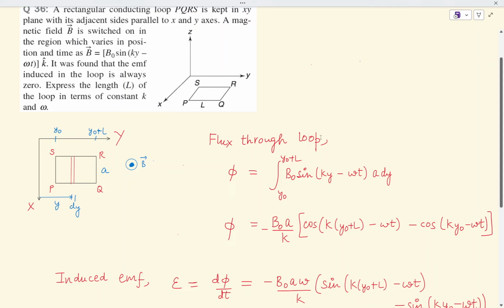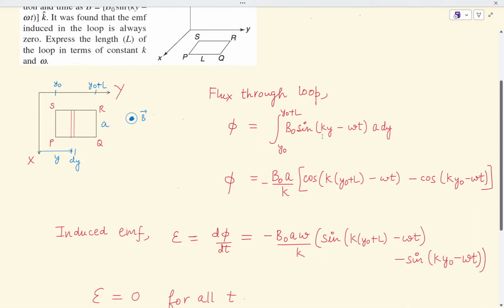Again, the coordinate y0 will not matter eventually, but it is always good practice when you're practicing these questions from a book to do it properly, to write all the things properly, because the question could have asked something else and it might have depended on y0. So we find the integral.